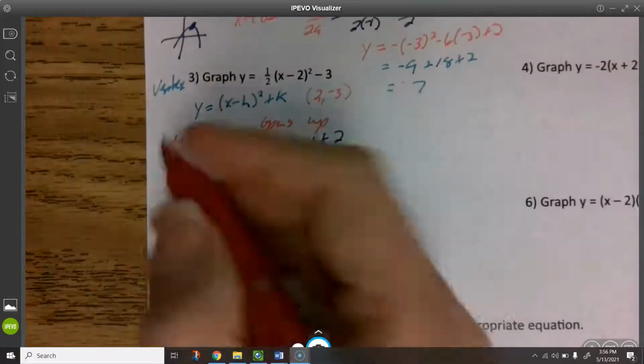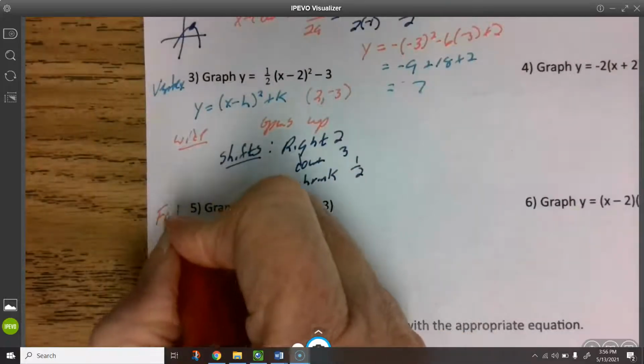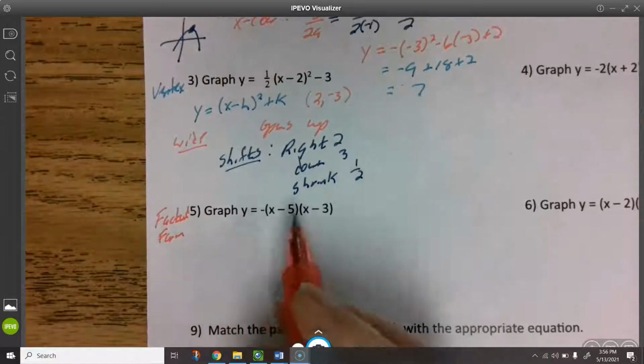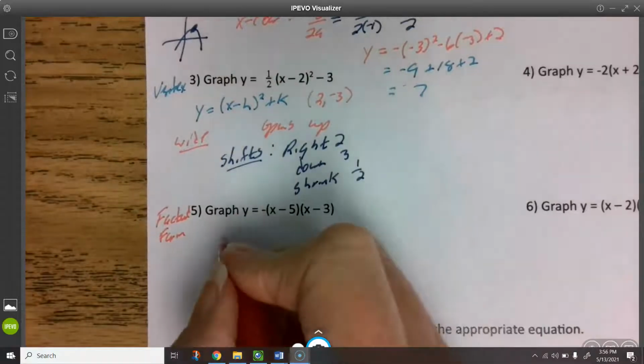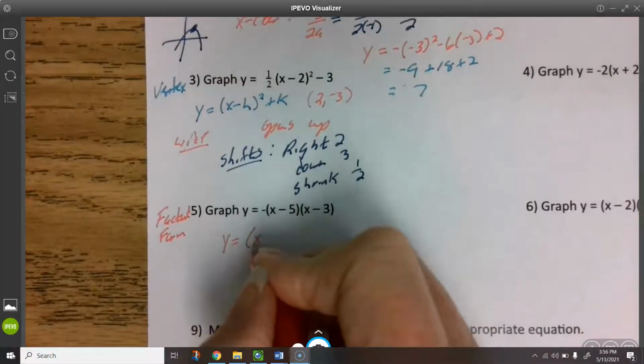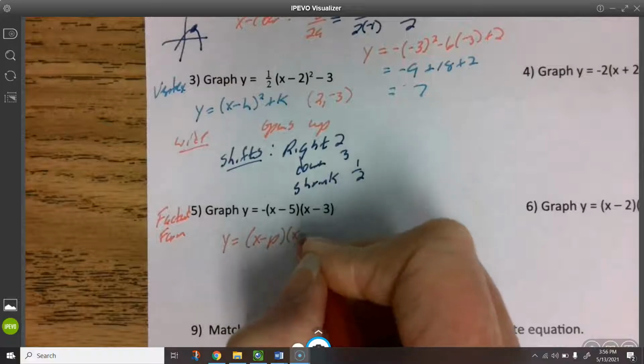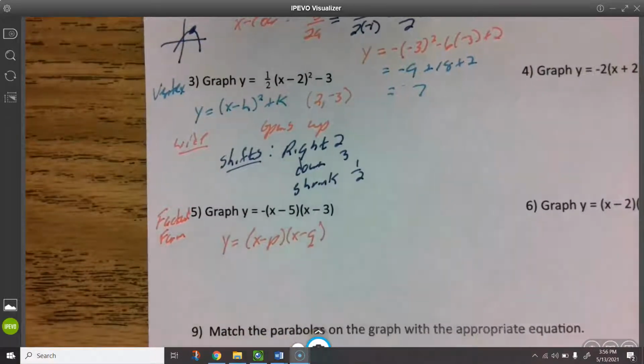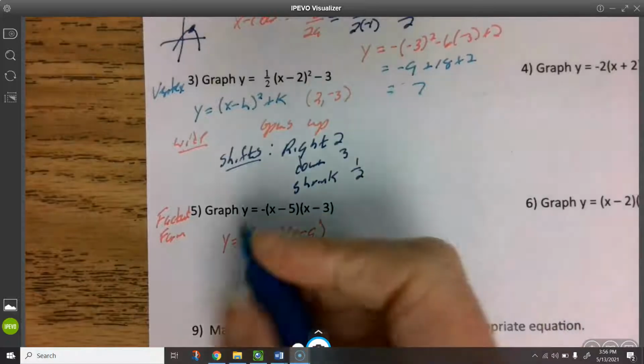Okay, number 6. This one's given in factored form. And factored form means that, okay, well, let's just write out factored form. (x - p)(x - q). Okay, and factored form gives us our x-intercepts. Okay, so our x-intercepts.